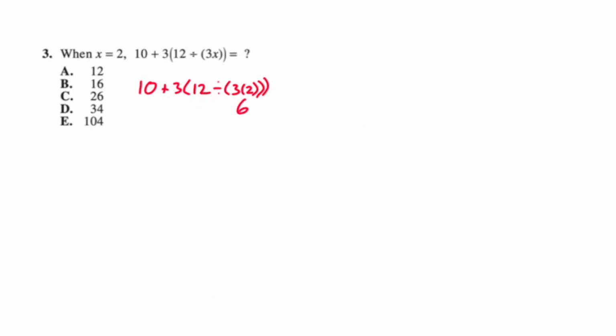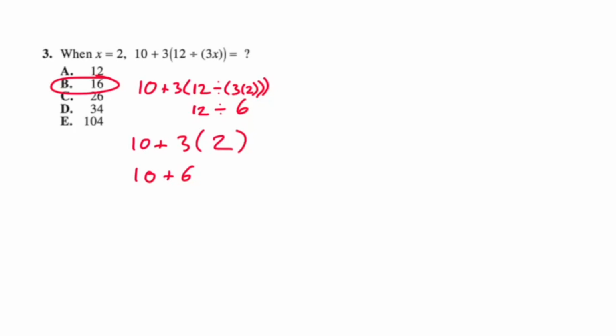So 3 times 2 is 6. And now we have to do 12 divided by 6. 12 divided by 6 is, of course, 2. And so now we're doing 3 times that, and eventually we'll have to do 10 plus whatever that is. 3 times 2 is once again 6. So 10 plus 6 is 16. So the answer is B.